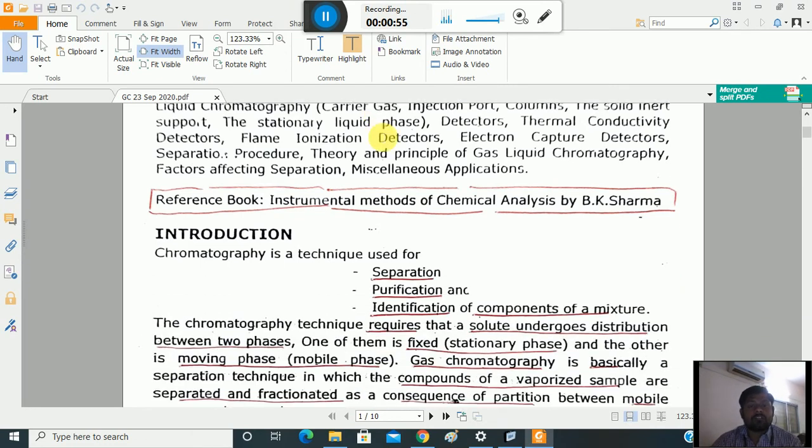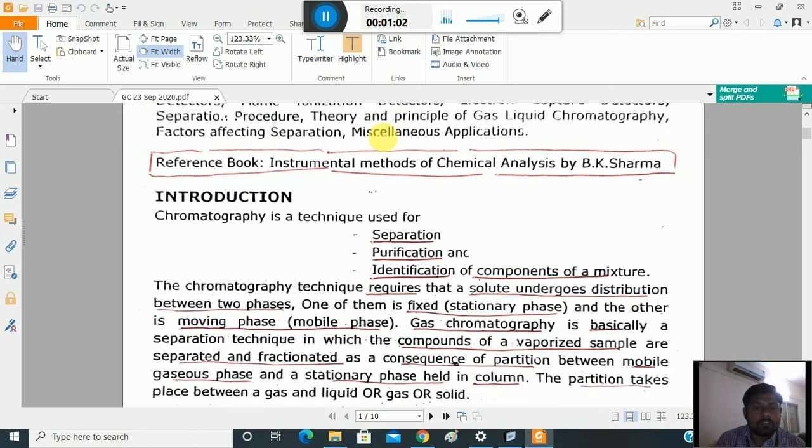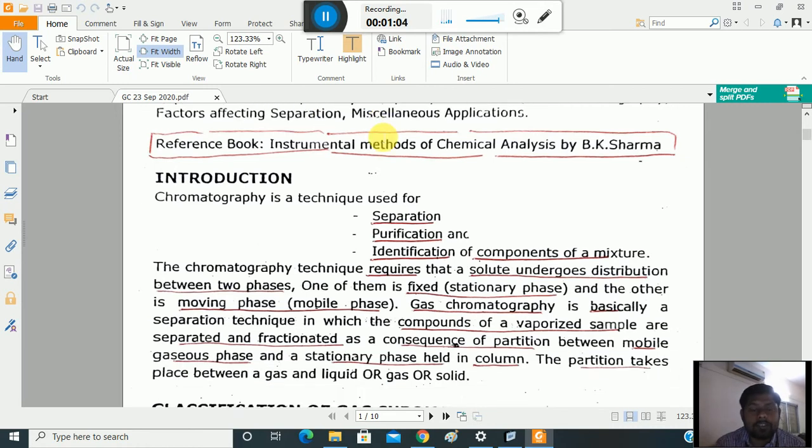For further study, you can also refer to the book Instrumental Method of Chemical Analysis by P.K. Sharma. Now in the introduction portion, you know that chromatography is a technique that is used for separation, purification as well as for the identification of the components of a mixture. The chromatography technique requires that a solute undergo distribution between two phases. And you know in chromatography there are two phases. One is a stationary phase, that is fixed, okay, and another is a movable phase, that is the mobile phase.